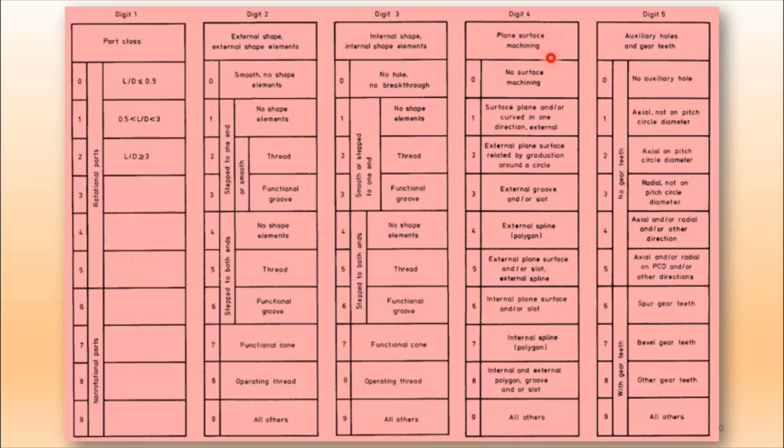The fourth digit covers plane surfaces. What kind of surfaces? If no surface machining is there, then 0. If there is surface machining, curved or directional, or external surface machining required, then I'll assign 1. External plane surface related to graduation around a circle, then I'll assign a 2. External groove and slot, then I'll assign a 3. External spline, assign 4, and so on and so forth.